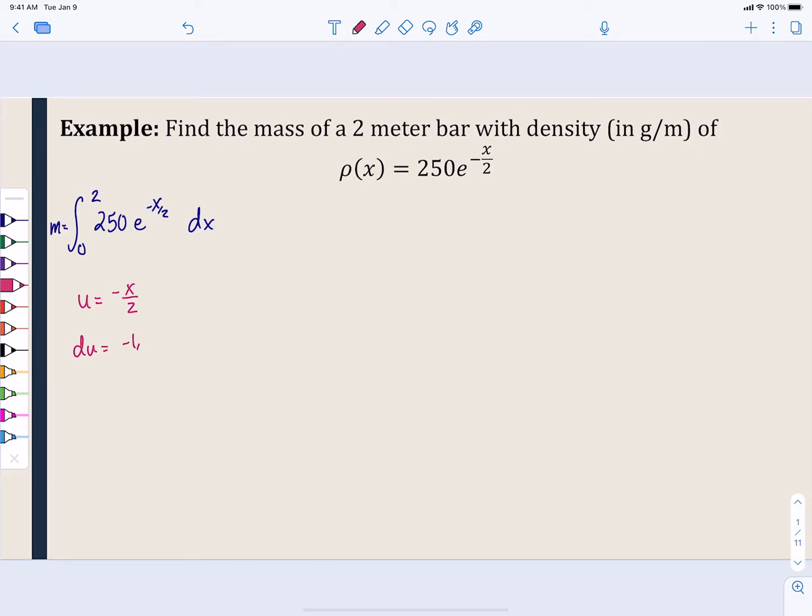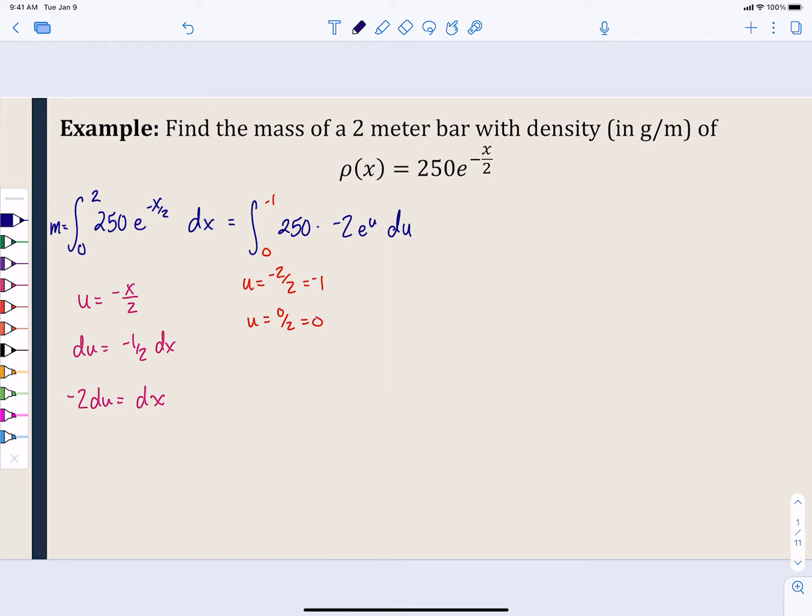So we get du is equal to -1/2 dx, or -2 du is equal to dx, and then our integral is going to be the integral of 250 times -2 e to the u du. I do want to go ahead and change the limits of integration, so I'm going to plug in 2, that's going to give me -1, and if I plug in 0, that's going to give me 0. So those are our new limits of integration.